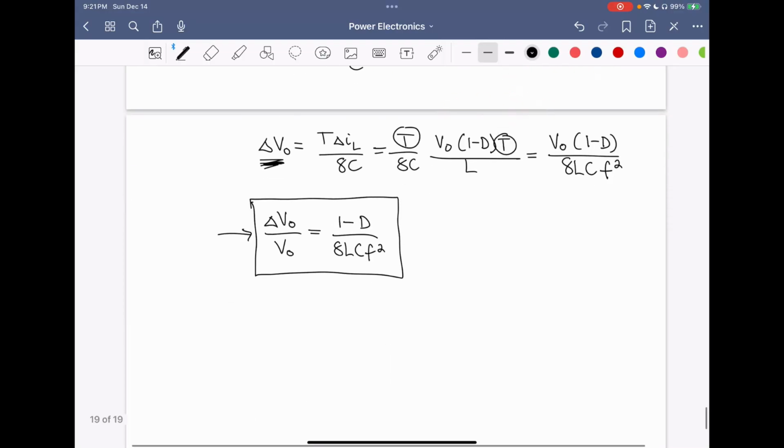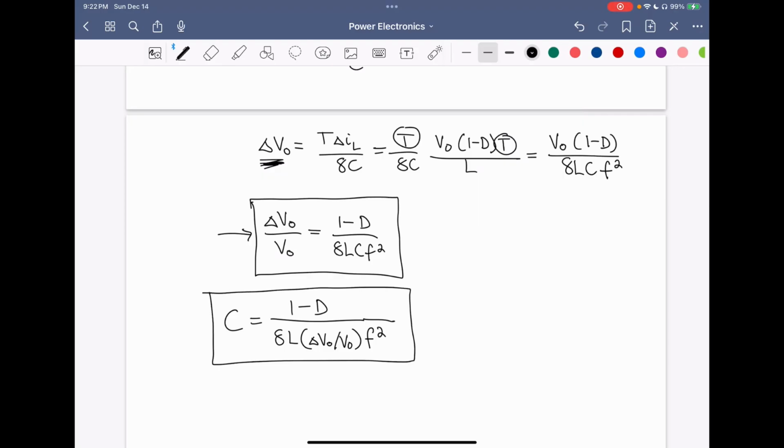Now, it's often useful if we want to, in our design, determine what we want the capacitance to be to get a specified voltage ripple. We can isolate C, the capacitance, and divide by the ripple voltage ratio, and we get 1 minus D over 8L delta VO over VO times the switching frequency squared. So these two expressions are equivalent, but this expression is helpful for choosing the capacitance value to give us a desired peak-to-peak output voltage ripple ratio.